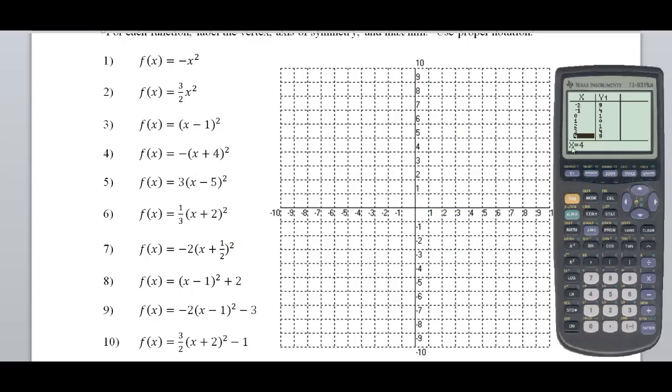Let's do problem number 4. Problem number 4, in this case, we're going to have a negative in this problem, and then x plus 4. So the negative is going to make it a frown, or open downwards. The x plus 4 is going to mean it's going to be shifted 4 to the left. Take a look at that shift from the center of the graph. That shifted 4 to the left.